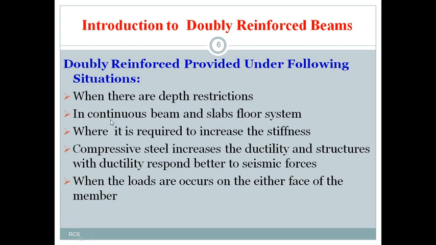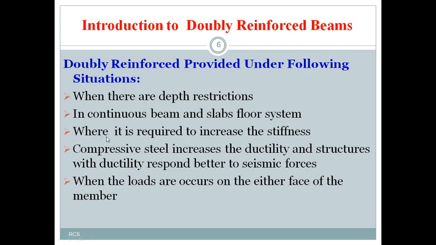The second one is in continuous beams and slab systems. If you observe continuous beams under slabs, two types of beams occur. At the middle of the slab we have T beams. At the edges of the slab we have rectangular beams, or I can say L beams. There is a chance of maximum moment at the supports in a continuous beam. So there we have to provide a doubly reinforced beam.